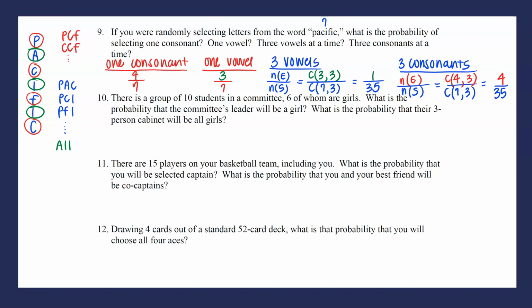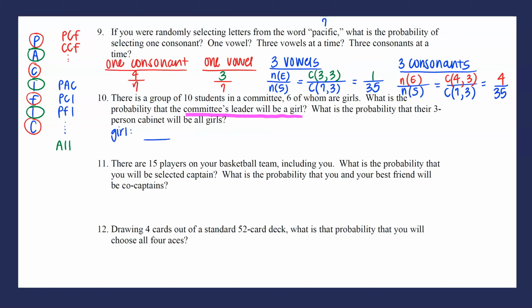In question 10, it says there's a group of 10 students in a committee, 6 of whom are girls. What is the probability that the committee's leader will be a girl? We'll answer that part of the question first. The probability that the leader is a girl. This is a single selection. I am only picking one person and I want that one person to be a girl.